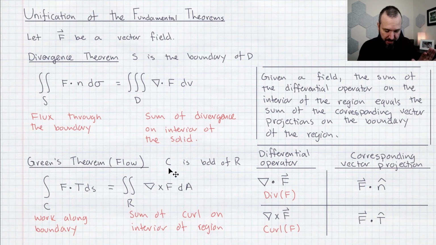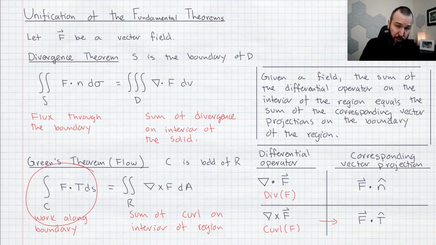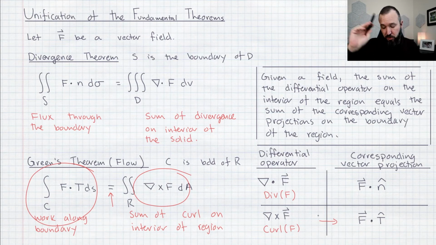So here I have C is the boundary of a region R. So now we're just in 2 dimensions. And the statement is, if you want to calculate the work along a boundary, all you need to do is add up the curl everywhere on the interior of the region. So there it is. I am calculating the sum of a bunch of vector projections on the boundary, and that always gives me the same answer as if I calculate a bunch of differential operators on the interior of the region, and the correspondence matches.